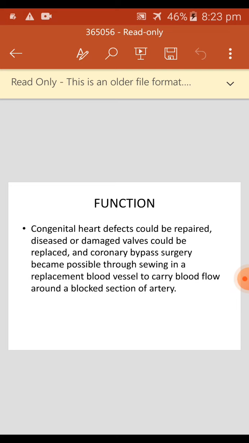Function of blood filters. Blood filters are integrated into the ECC system mainly to avoid microembolisms caused by autologous effect, foreign particles and microbubbles. Congenital heart defects could be repaired, diseased or damaged valves could be replaced, and coronary bypass surgery become possible through sewing in replacement blood vessels to carry blood flow around a blocked section of artery.